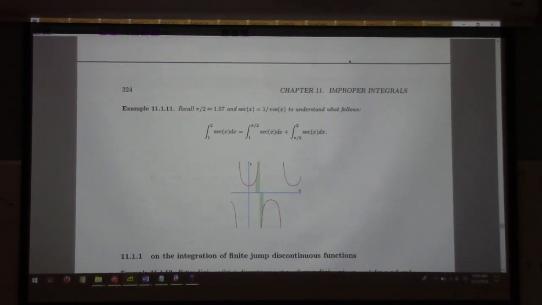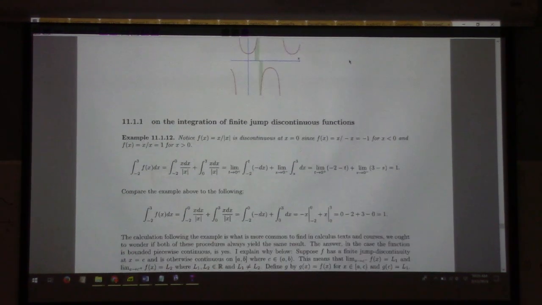Here's a picture of what's going on. Secant looks like this. We're asking what's the area between this and that, right? So you're going to get these 2 separate pieces. What do you think? Does this diverge or converge? I'm pretty sure it diverges because the integral is secant plus tangent. And if you look at those limits, you're going to get like log of infinity when you work it out. So I believe these both separately diverge.